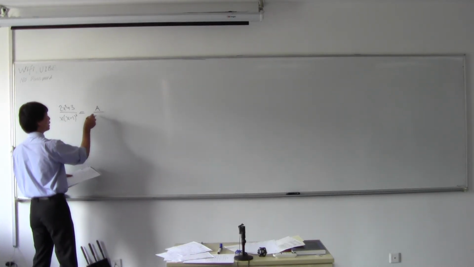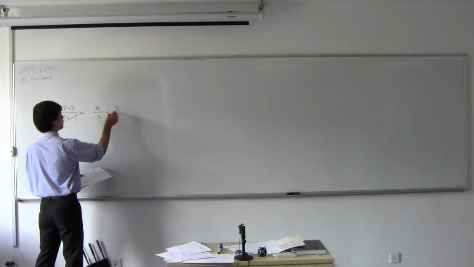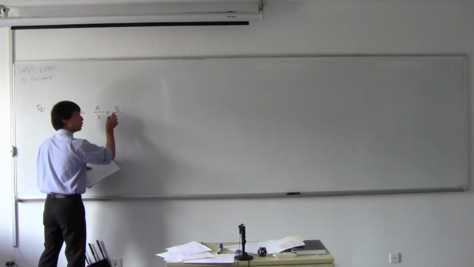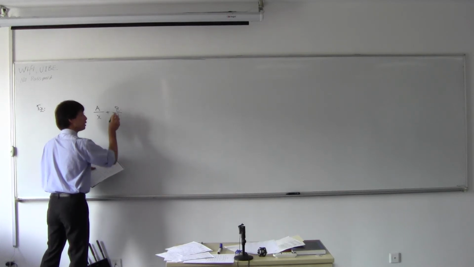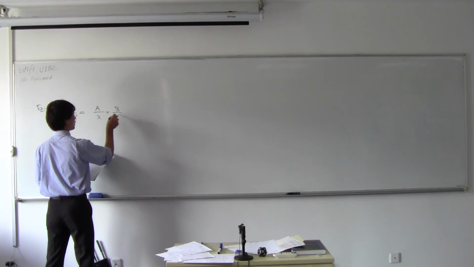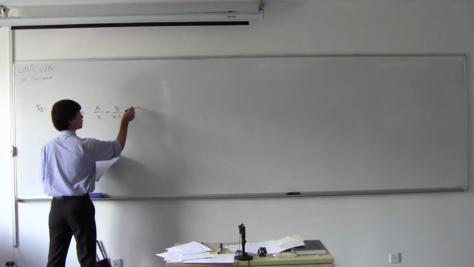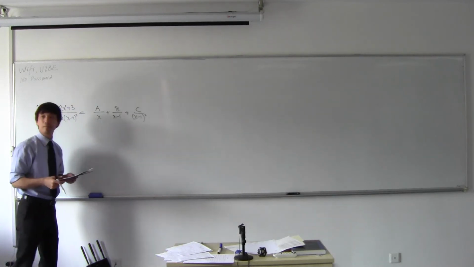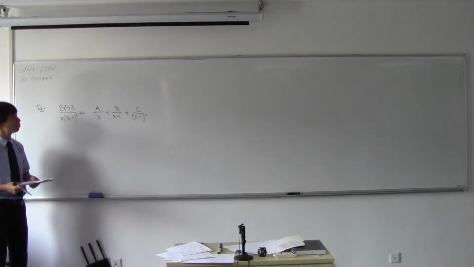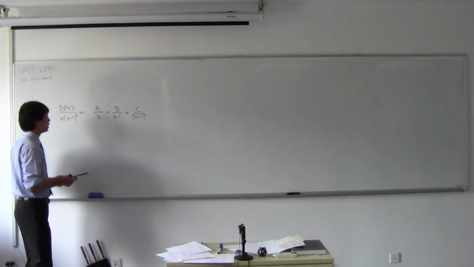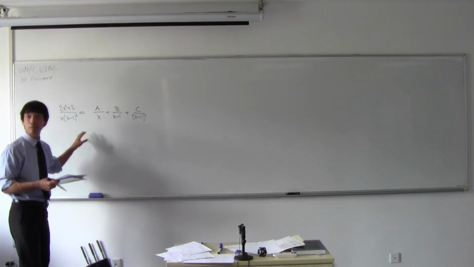A over x. Yep. B over x minus... What do you want me to put here? 1. x minus 1. Okay, x minus 1. And C over x minus 1 squared. Exactly. Good. Great. Okay. Is everyone okay with the rule? Right. Okay. And then question? Anybody?